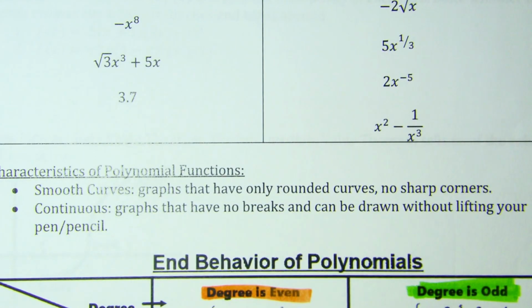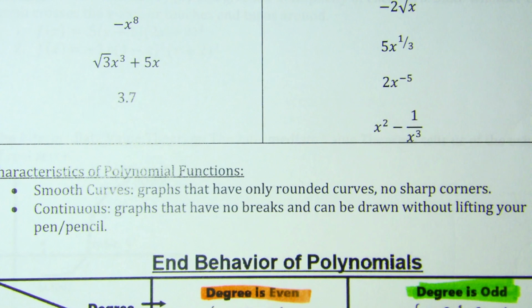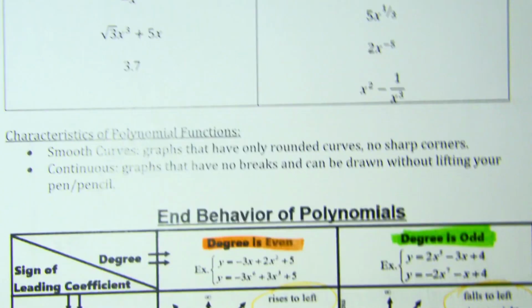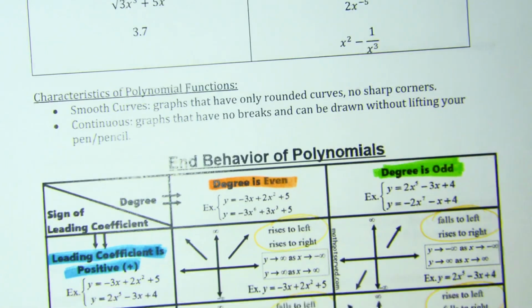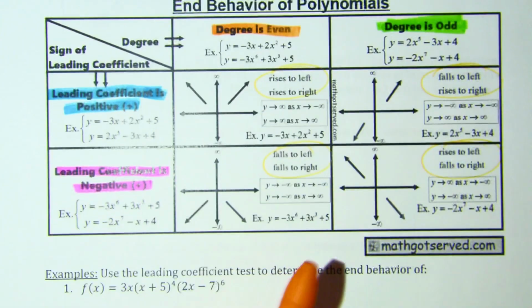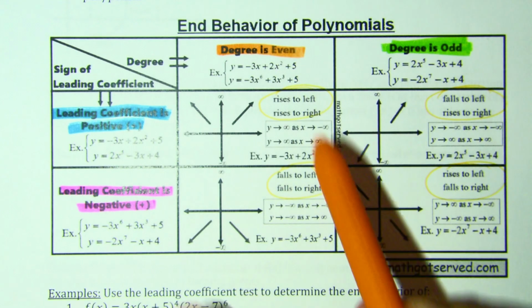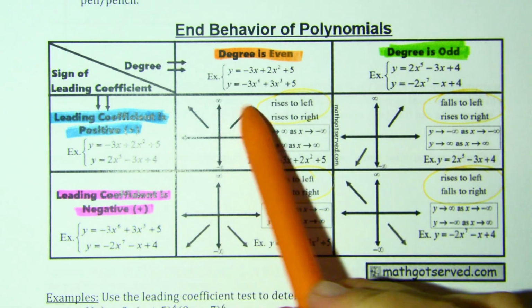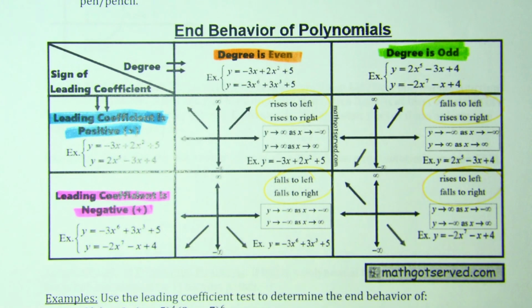Some characteristics of polynomial functions are that they have smooth curves, meaning there's no sharp corners like in an absolute value function or anything like that. And they are continuous, meaning we can draw it without lifting up our pencil or a pen. So there's no breaks, no jumps, no holes, nothing like that. We can talk about the end behavior of a polynomial, and what we mean by end behavior is what happens as x goes to infinity and negative infinity. So what happens at the ends of our function.